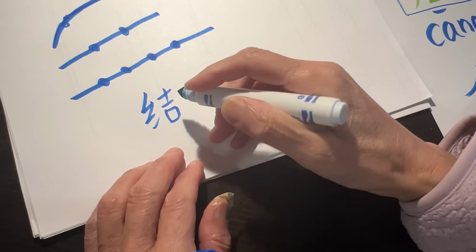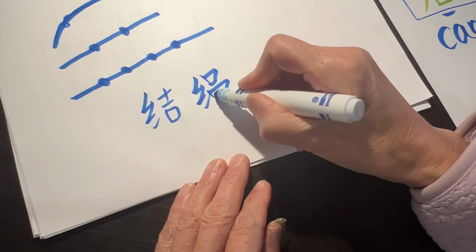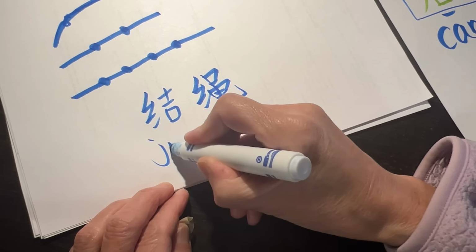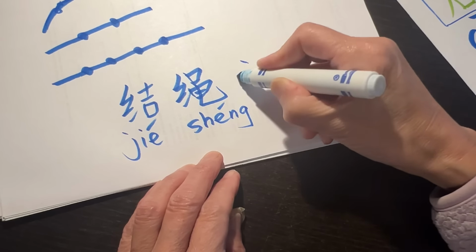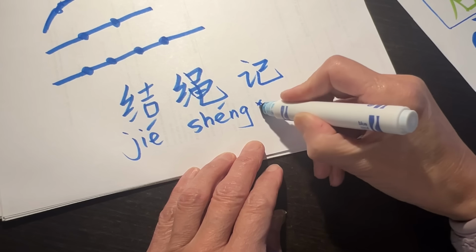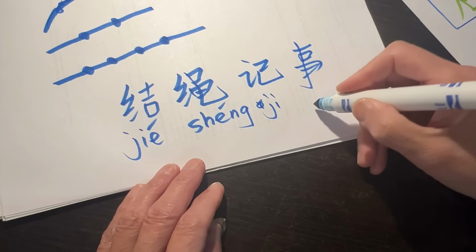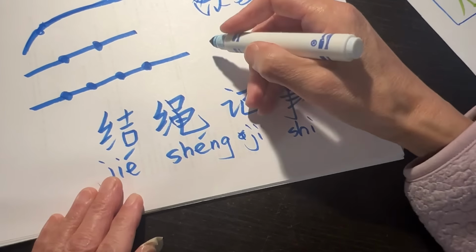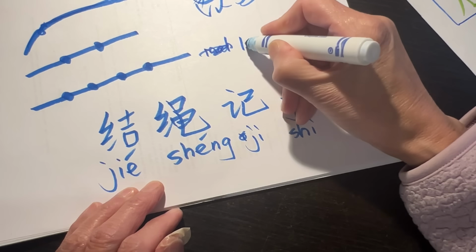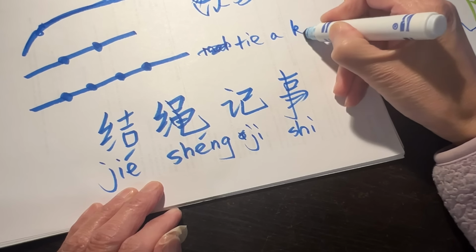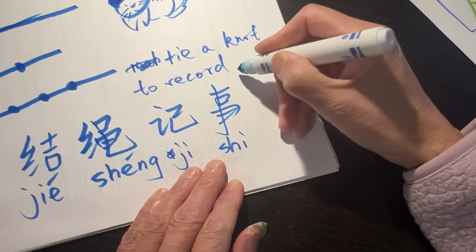结 is to make a knot. 绳 is a rope. 记 is to record. 事 is matter, things. 结绳记事: tie a knot to record things.